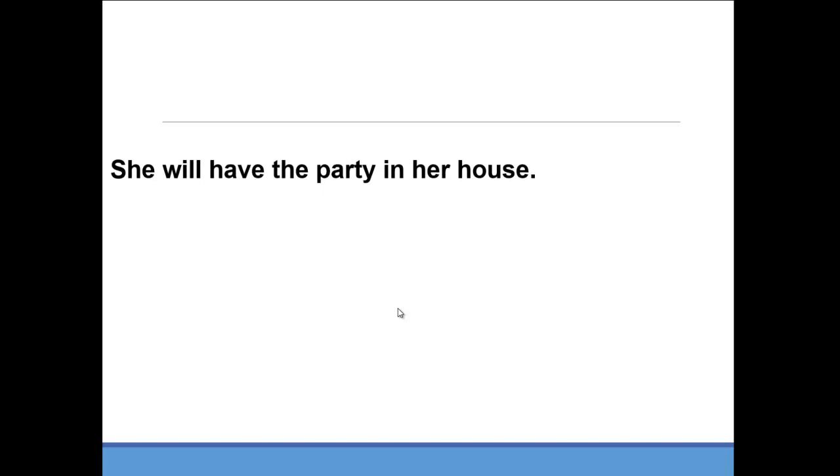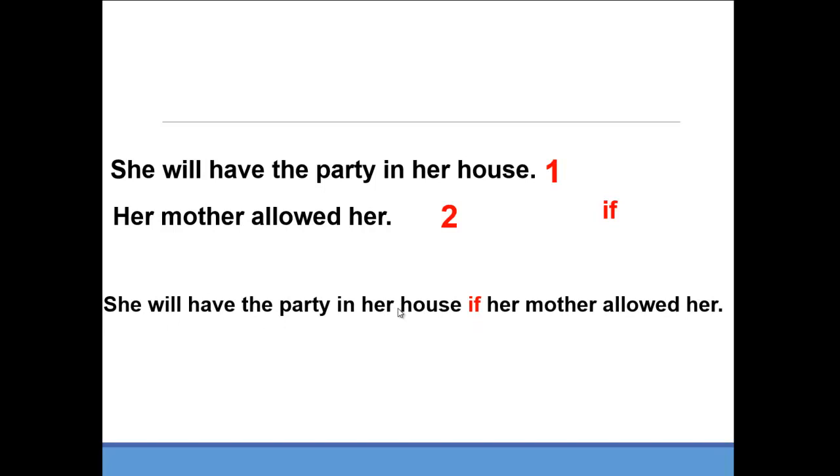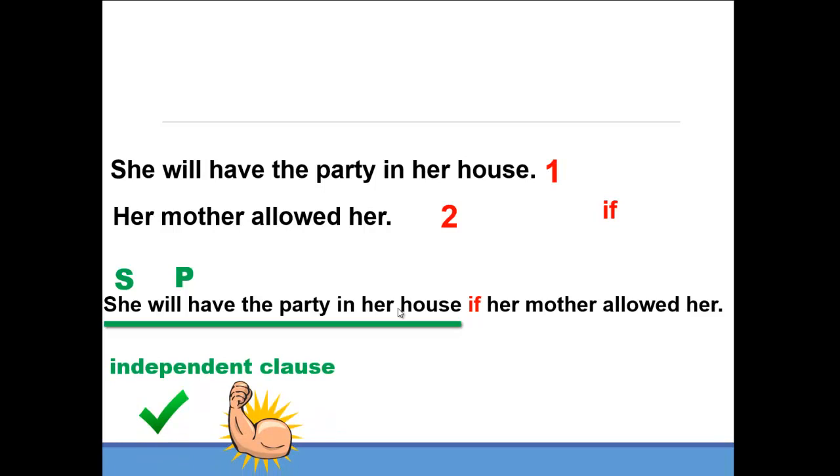She will have the party in her house. Her mother allowed her. Let's use the subordinating conjunction if. As I said before, the conjunction if highlights a condition. She will have the party in her house if her mother allowed her. So one action depends on the other. Let's check this part. She will have the party. She is the subject. The rest of the sentence is the predicate. Can I use this part alone? She will have the party in her house. Yes. So what do I call this part of the sentence? I call it the independent clause.